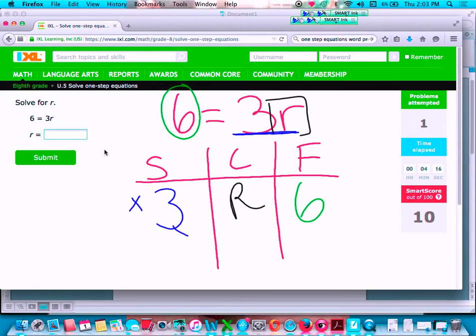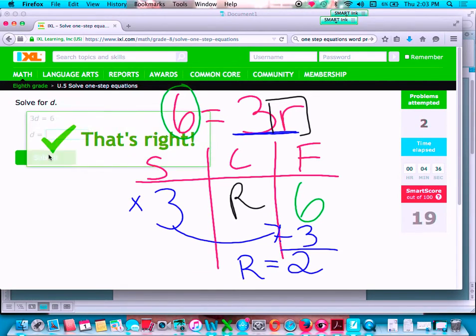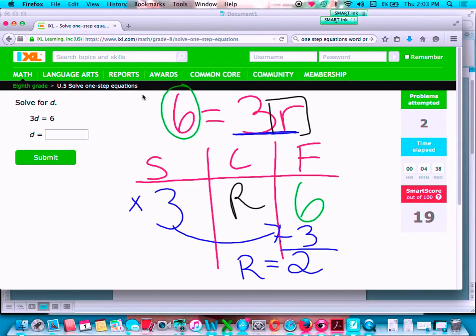So we move him over by doing the opposite of times, which is division. And I get R to be equal to 6 divided by 3, which would be 2. Okay? So I have to remember what those things are and what these things do here. So that's 2. There we go. We've got it. Okay? Let's skip this one.